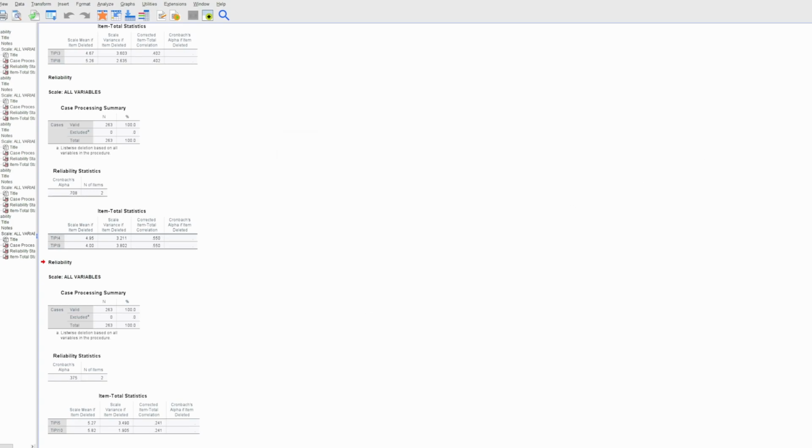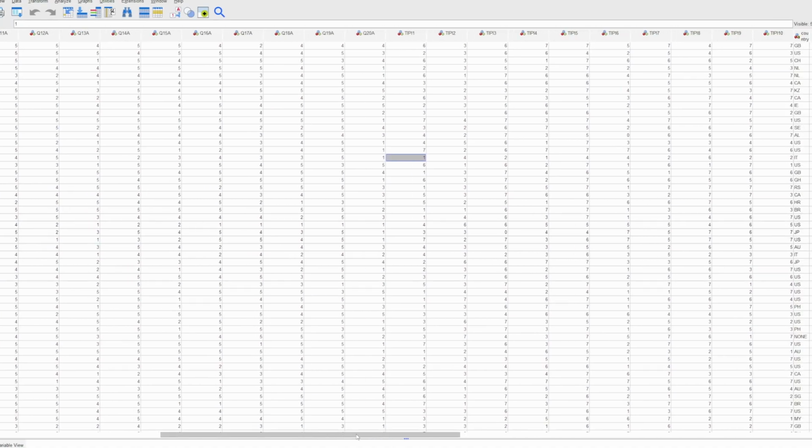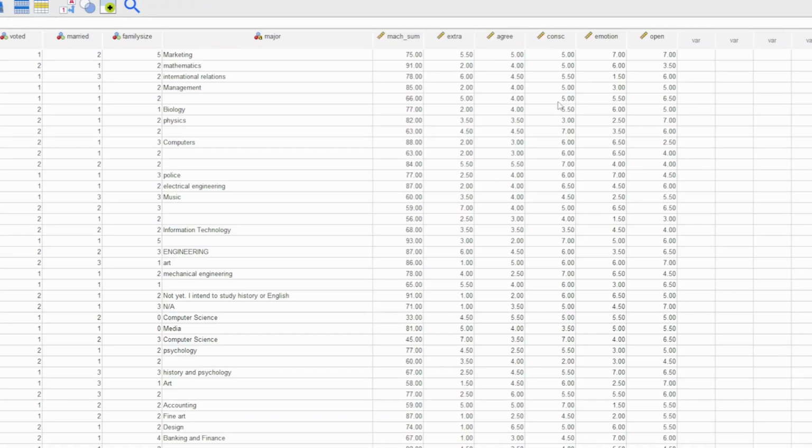Alright, so now after all that is done, you have the scales, or the scoring of the scales that you need to compute further data analysis. So we have our Mach sum, and then we have our personality types. So extroversion, agreeableness, conscientiousness, emotional stability, and openness to new experiences.